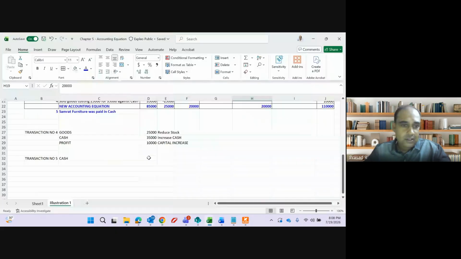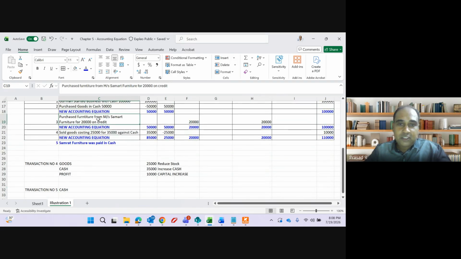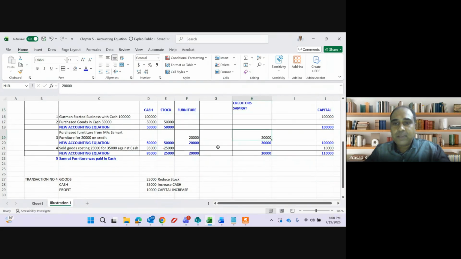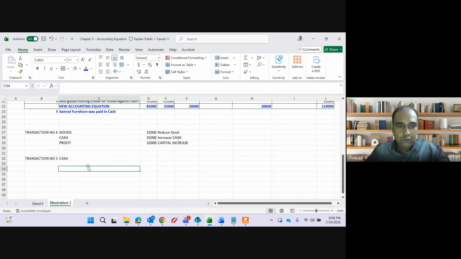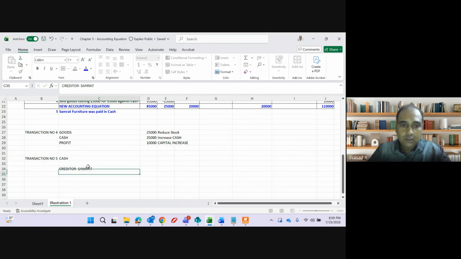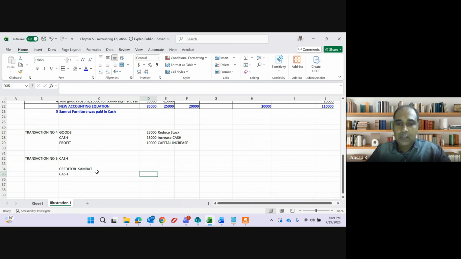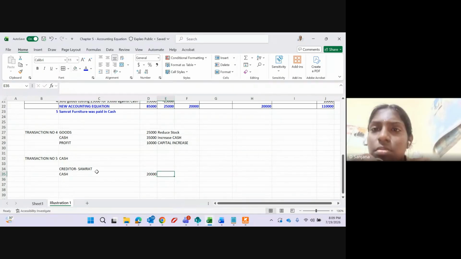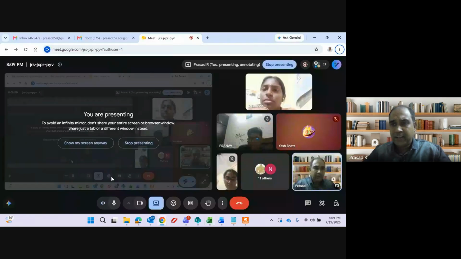Okay. So, transaction number 5. I purchased furniture from Samrat on credit. So Samrat was my creditor. How much I purchased? 20,000. The two accounts which are involved are creditor Samrat, and the second account involved is cash. I have to pay in cash. How much I have to pay? 20,000. My cash will increase or decrease?